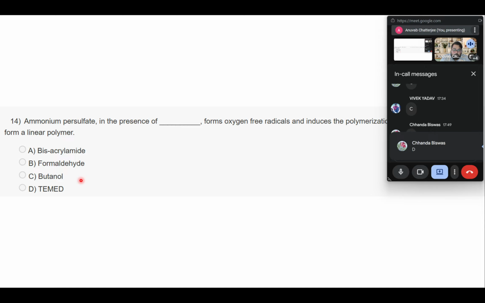Chanda says it is D, TEMED. Anyone else? Auropi and Vivek also say it is TEMED. Anyone else? Srijani also says it is TEMED, which initiates the reaction for polymerization.